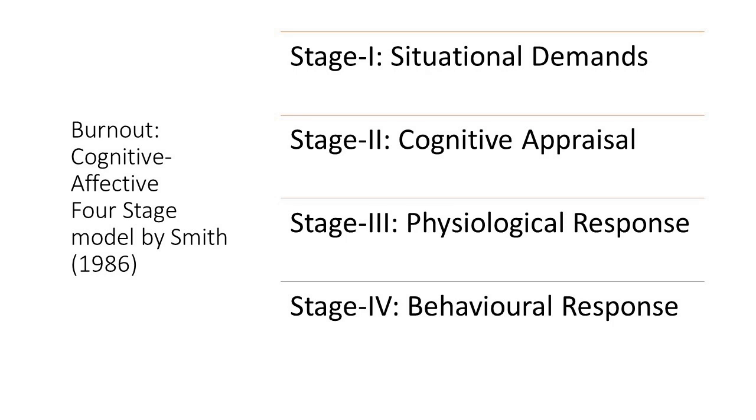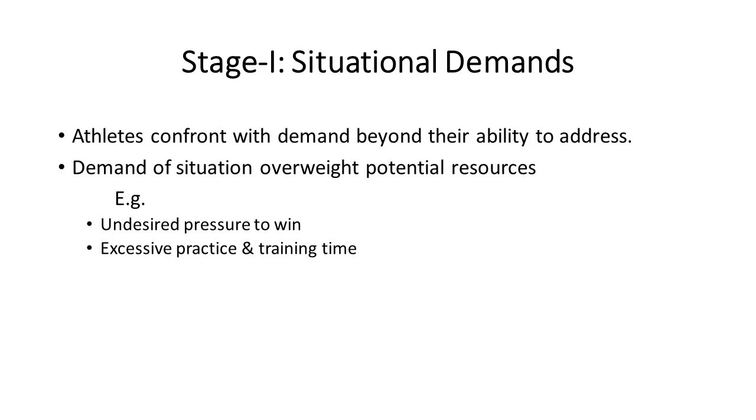Now, let's try to understand this four-stage model in detail. As I just mentioned, once we understand all four stages, all the participants will get a clear understanding of where we are supposed to start, and where we are supposed to help an athlete to avoid burnout in future. Now, as we just said, burnout starts with the situational demands.